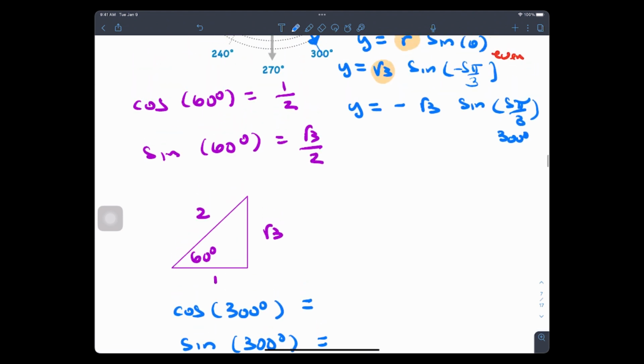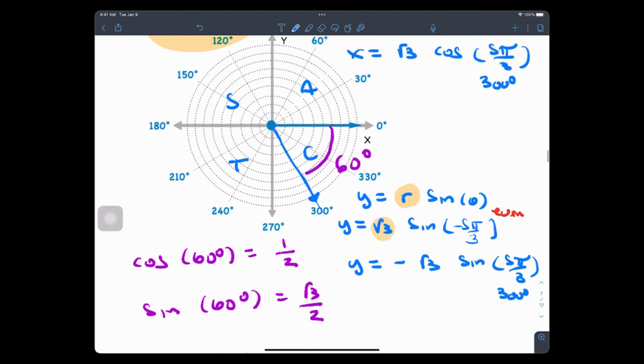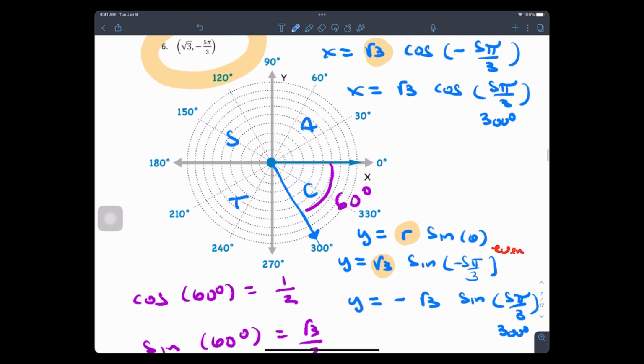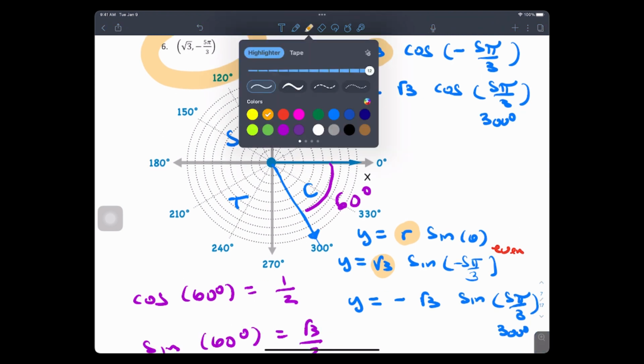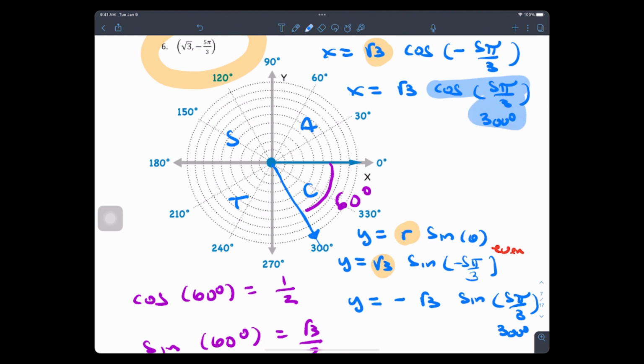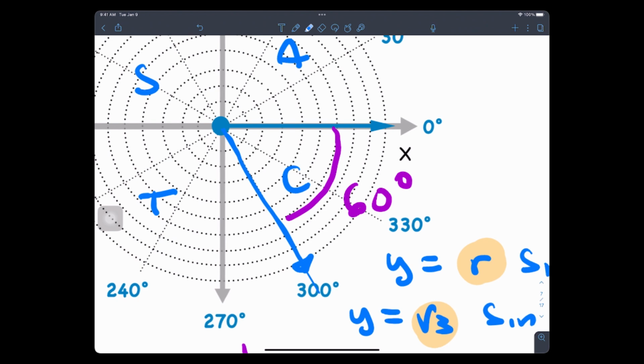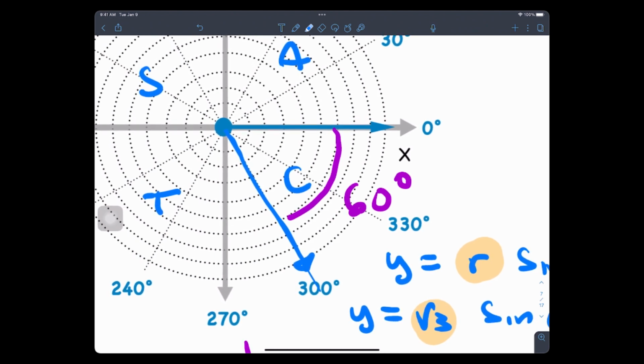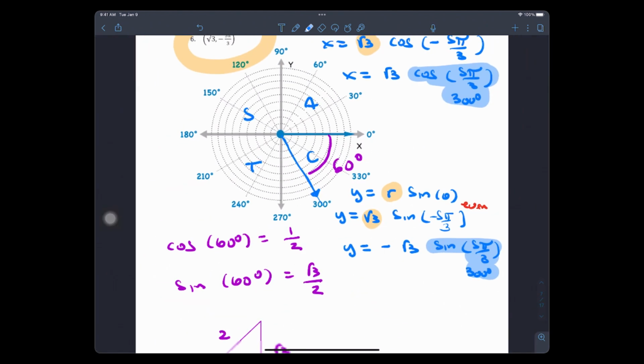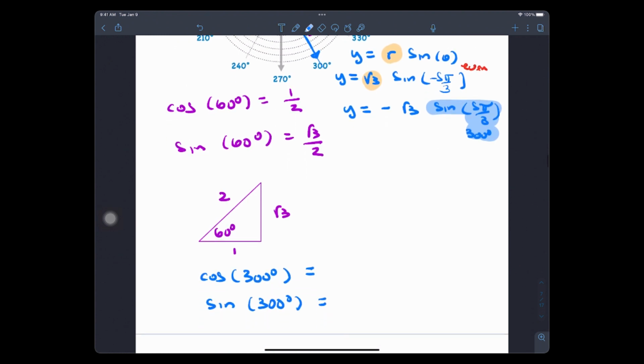What does that mean here? Because I need cosine of 300. I need that sine of 300. So what do you guys think about this? All students take what? Calculus. Cosine's positive. Sine is what? Negative. Good. You guys know the drill. So cosine will be 1/2. Sine is negative square root of 3 over 2.